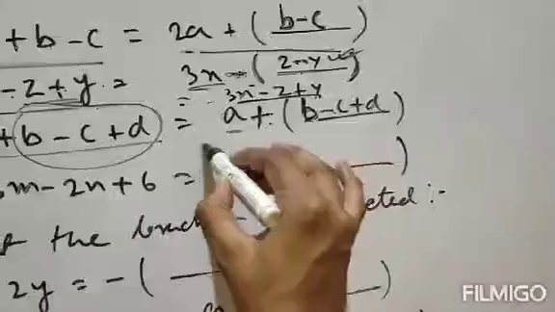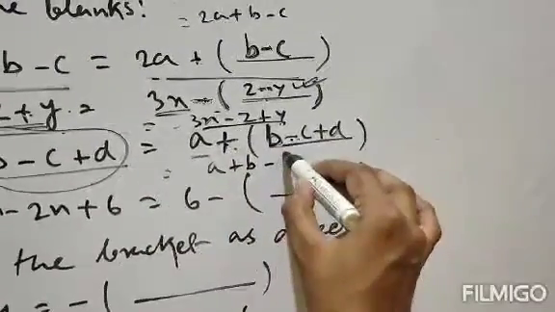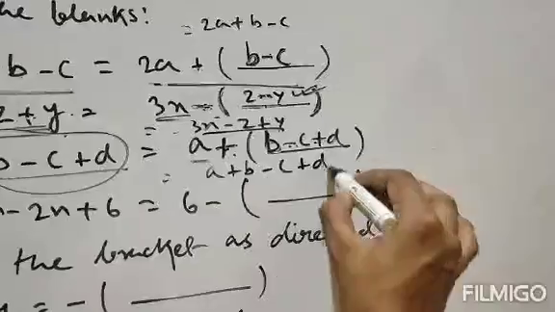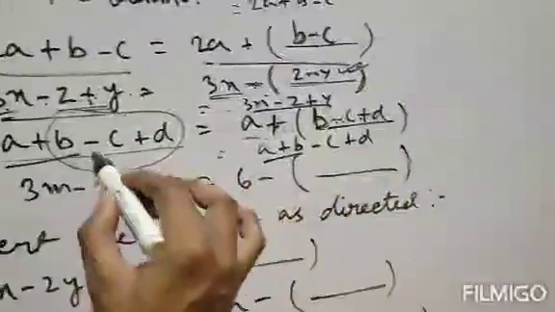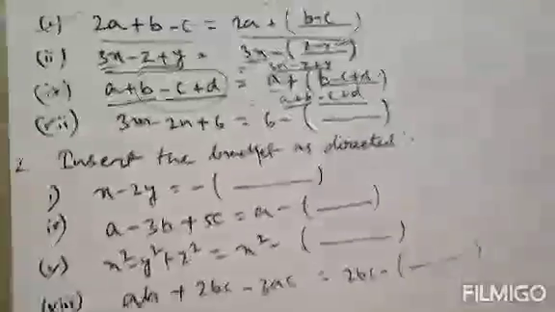Clear? Now check. If you open this bracket, a plus b, plus and minus gets minus c, plus and plus gets plus d. So a plus b minus c plus d. Both sides are matched. That means this is correct. B minus c plus d is the correct answer.